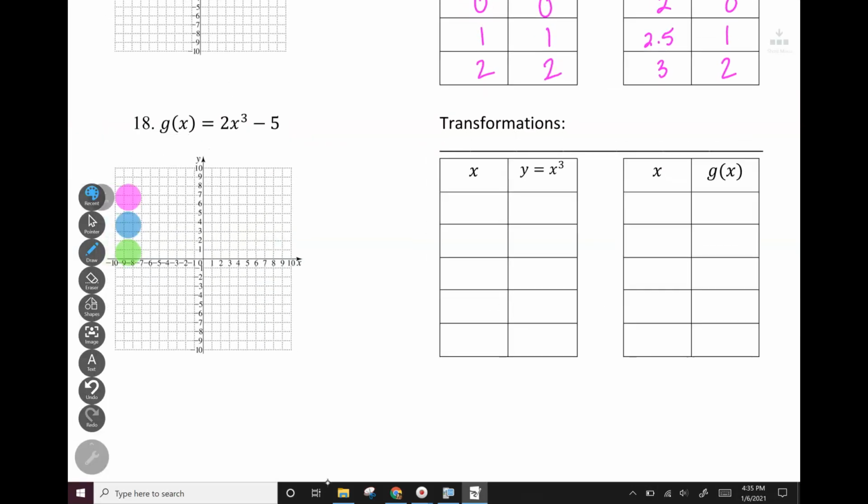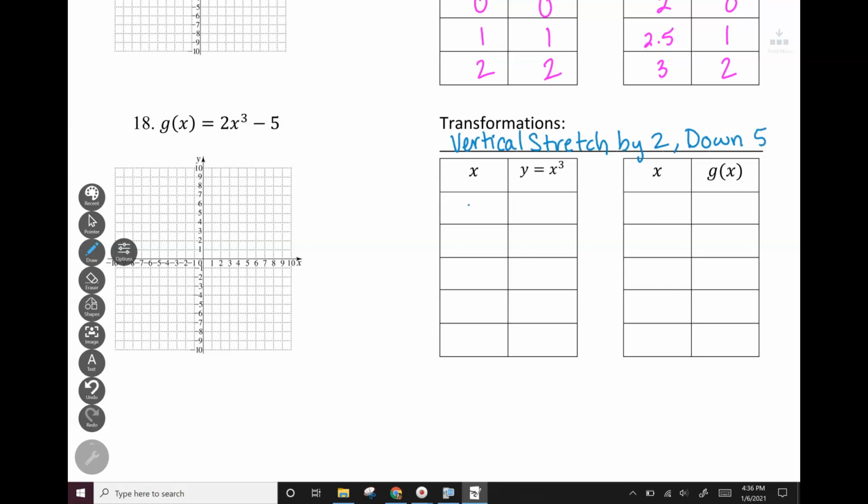All right, number 18. So this, we're going from left to right still. This 2 on the outside, that's not inside parentheses or anything with the x, so that's going to be a vertical stretch by 2. And then the -5 at the back, that's going to be your k value, which makes your graph shift down 5.